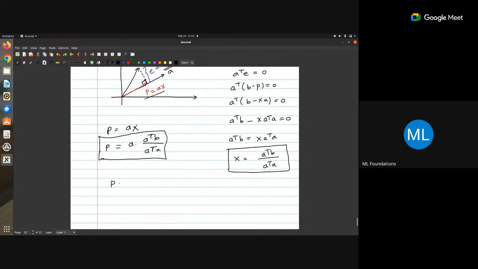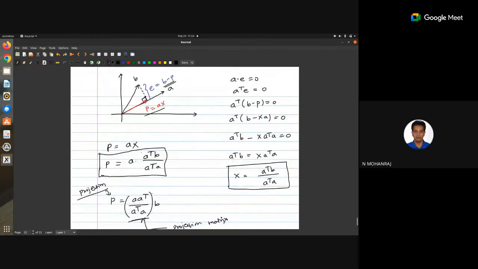Okay, so this projection vector, because I'm projecting B onto A, I'm writing down like this: A transpose upon A transpose A times B. Fine? So this is the projection vector, and later on this will become the projection matrix. So P is equal to this, the projection, and this is the projection matrix, and we are projecting B onto A. This is okay? Yes.